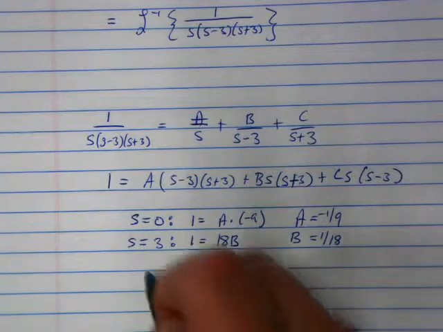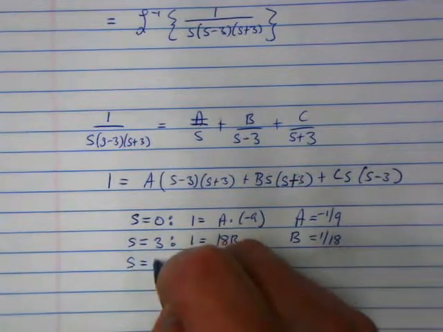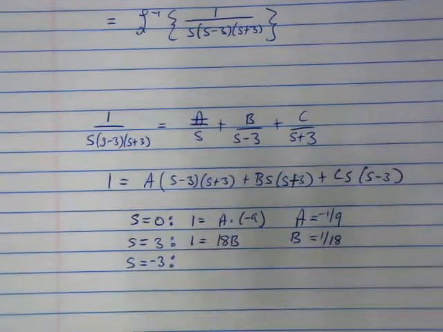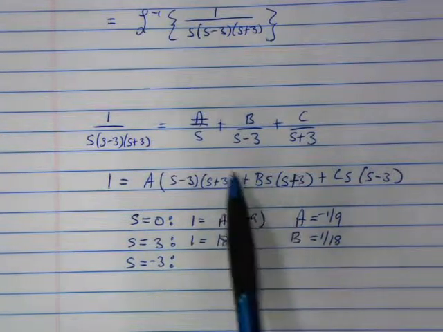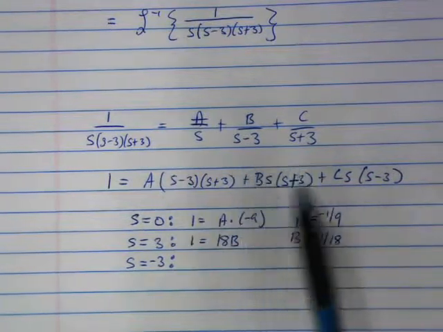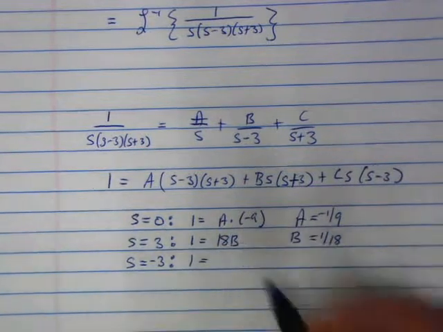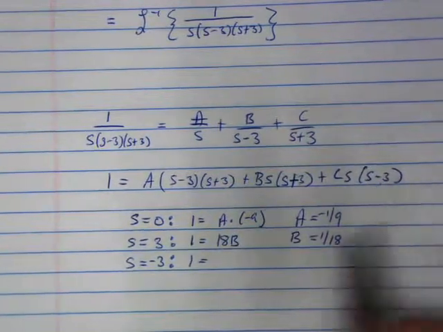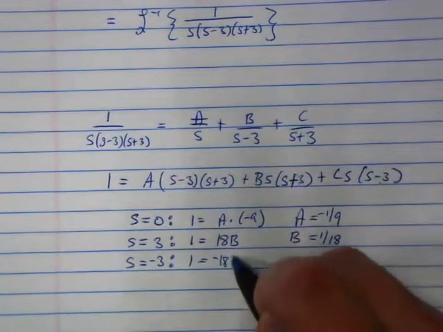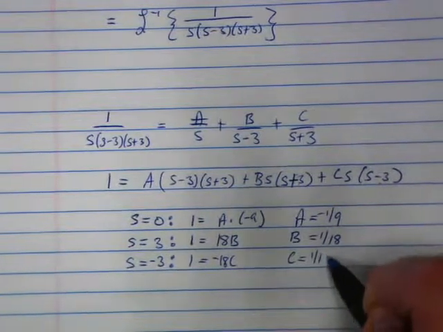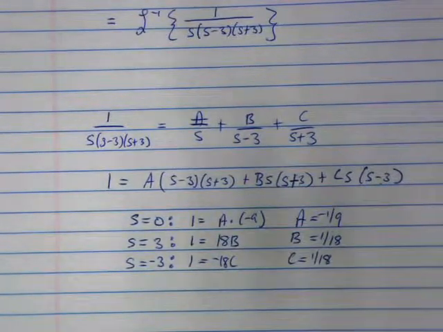And finally, I plug in my third favorite number, negative 3, because negative 3 makes the A go away, makes the B go away. I get 1 equals negative 3 times negative 6, that's negative 18C. So C is 1 over 18. Negative. Yes, thank you.